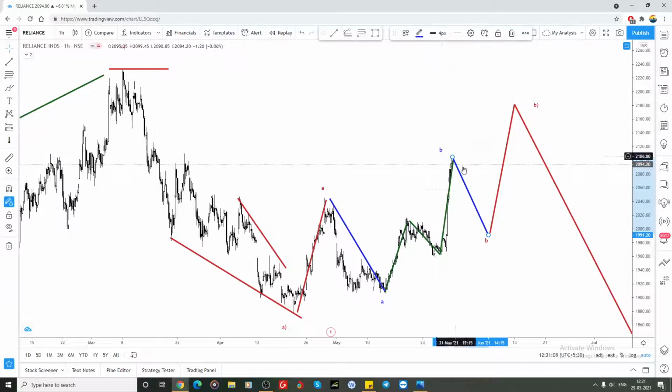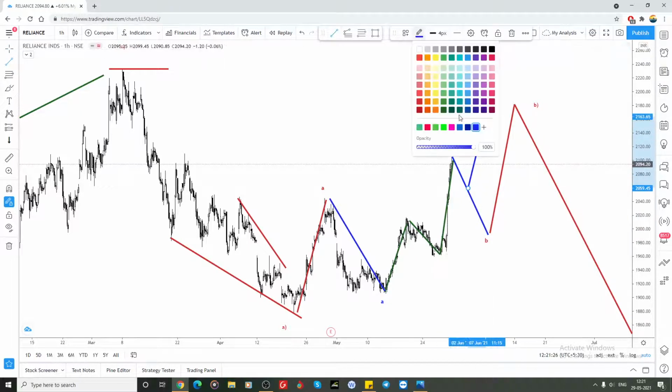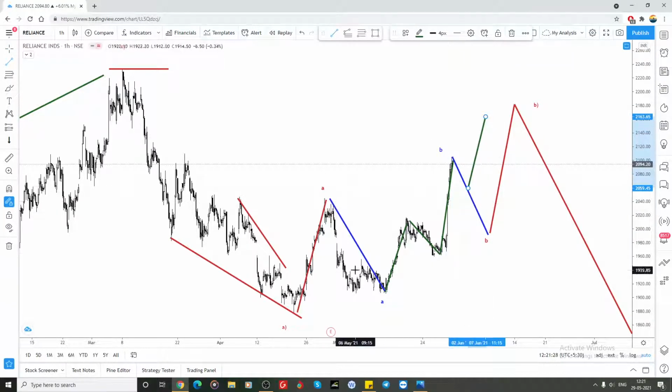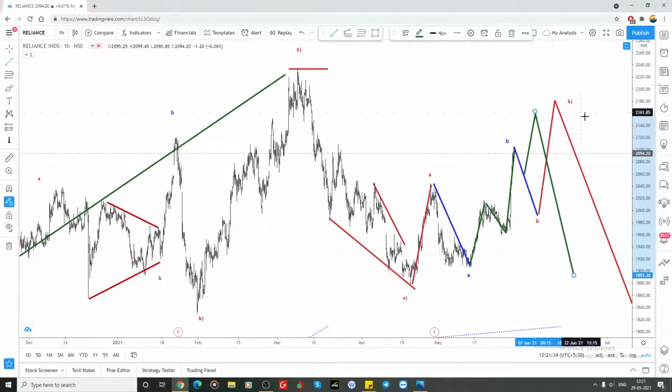1, 2, 3, 4, and 5. So after A, B, C, after that it will come down. If it doesn't come like this kind of aggressive wave, what I'm expecting in the B wave, I'm looking for the running flat. If it doesn't come like this, and if it shoots up like this here, then this will be considered as A, B, 1, 2, 3, 4, 5. So this is A, B, C, and again the picture is the same.